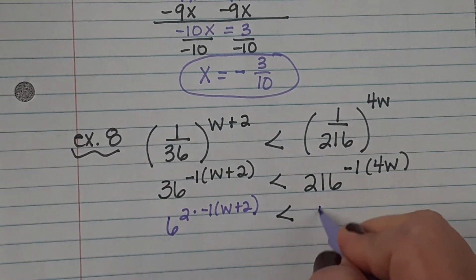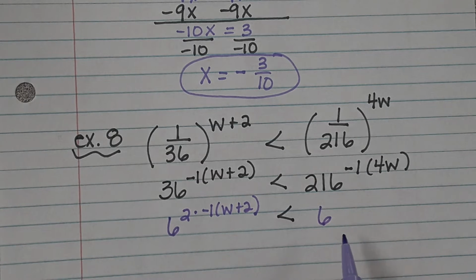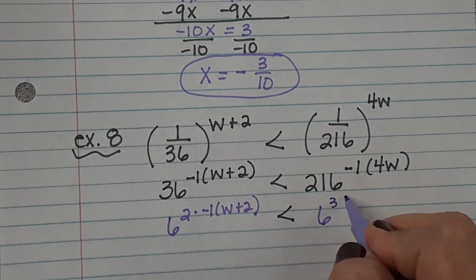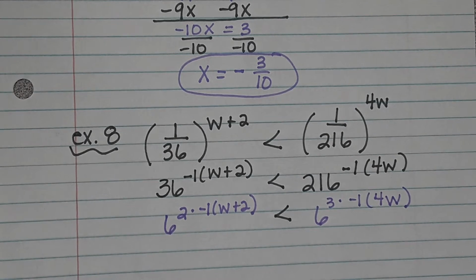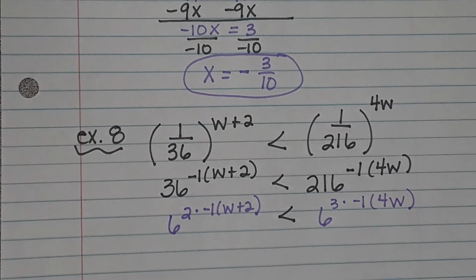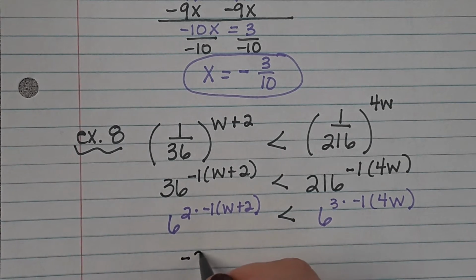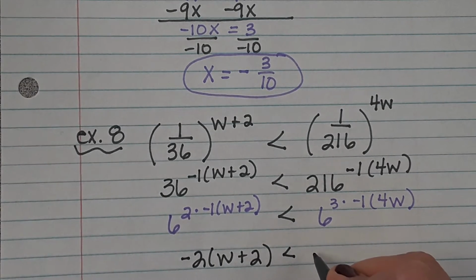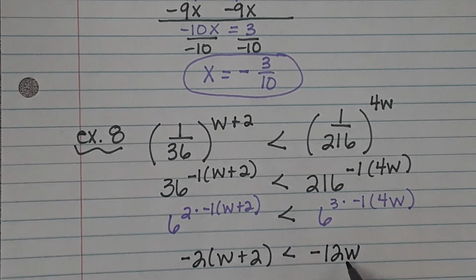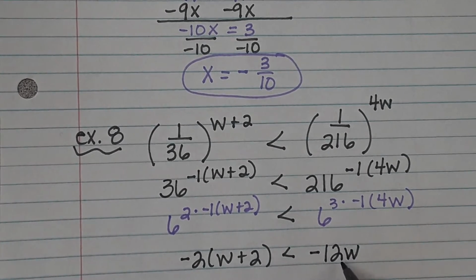And I'm going to rewrite 216 as 6 to the third times negative 1 times 4w. Okay, so the bases are the same now. And now, since the bases are the same, I can set the exponents up. I'm actually going to do a little math before I write them. I'm going to take care of the 2 times the negative 1, which is negative 2 times w plus 2. 3 times negative 1 is negative 3, and negative 3 times 4 is negative 12w. So I did all of that math to get to there. 3 times negative 1 times 4 is negative 12w.